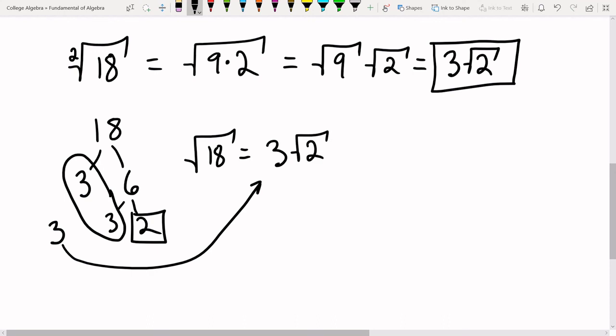Obviously the top way is faster. It's kind of more clean to look at. But the bottom way helps when you have really large numbers underneath the radical and you're not really sure what to do with it. The prime factorization method can help out immensely there. So this 3 root 2 is considered the more simplified version, and we'll see why in a second. But let's look at doing this operation, simplifying radicals, on a couple more examples.